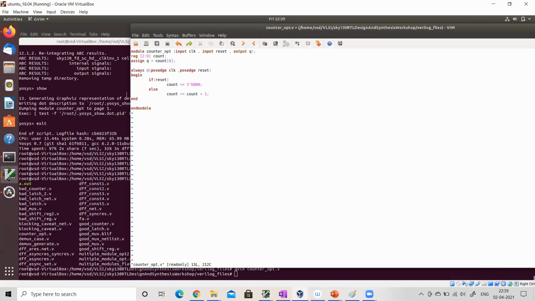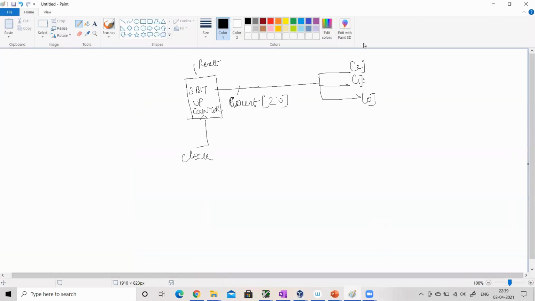Now, this is the code of the counter, but the final output Q is sensing only count[0]. That means this is what is coming out as the output Q. These two outputs are unused. They are not having any use. Why are they unused? That's the functionality of the code. That means a logic which is unused need not be present in the design. Correct?